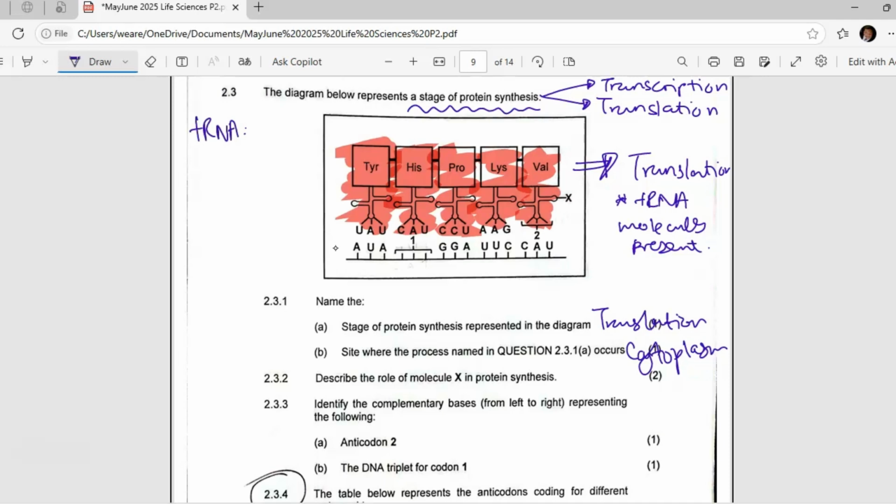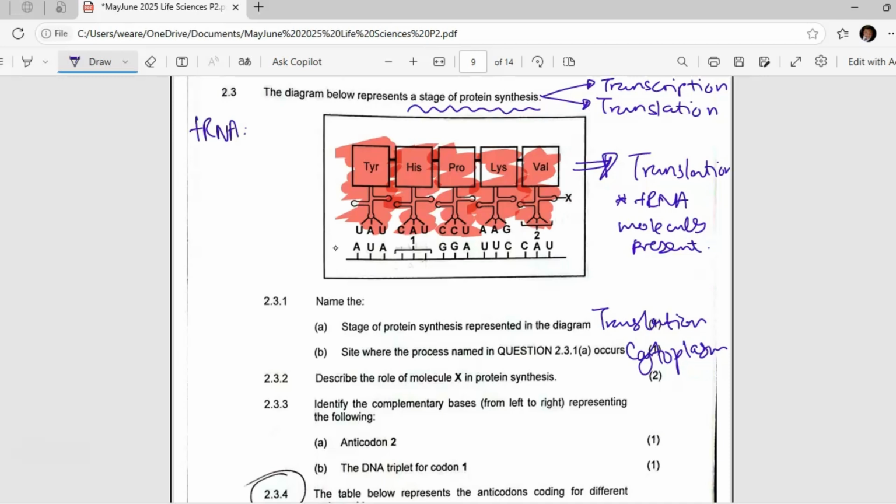Sometimes it is for free in most cases. So what do you know about tRNA? We know that tRNA carries a specific amino acid so that the anticodon can match the codon, right? So that it can bring the required amino acid to the ribosome, right?